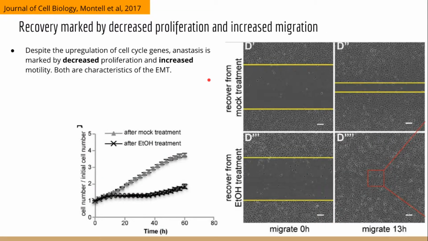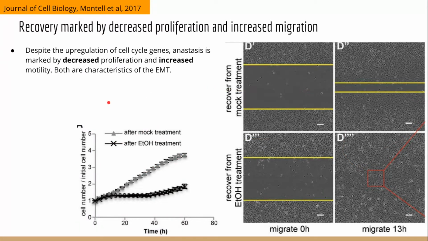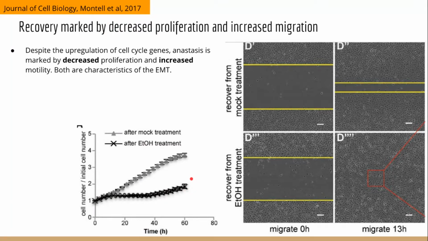To see if the cells were entering an EMT, they looked at two basic properties: cell proliferation and motility. They found that anastatic cells, as opposed to the control cells, were far less proliferative. So these cells that were injured and recovering were not proliferating as quickly, but they were moving much more quickly.